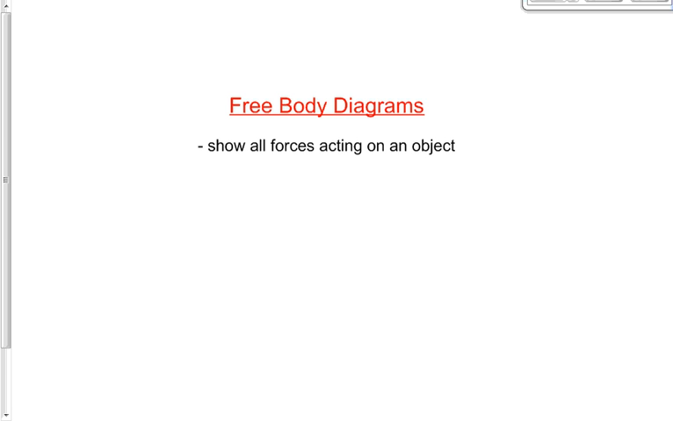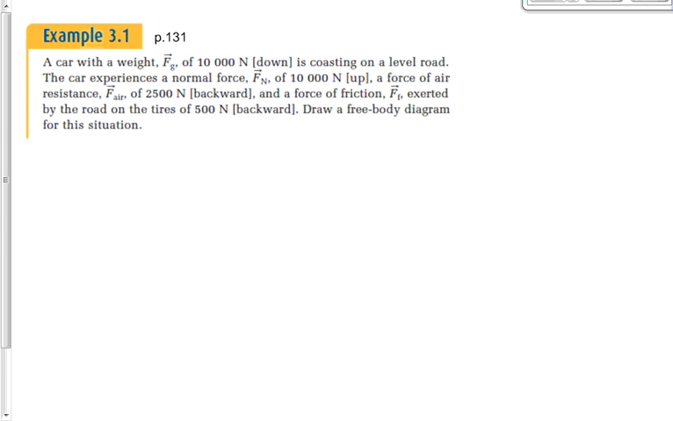But to do that, we have to be pretty comfortable with free body diagrams. So we're going to go back and revisit free body diagrams for just a few minutes, and then go on to those multi-force problems. The best way to do that is to do an example. Example 3.1 on page 131. Have a look.